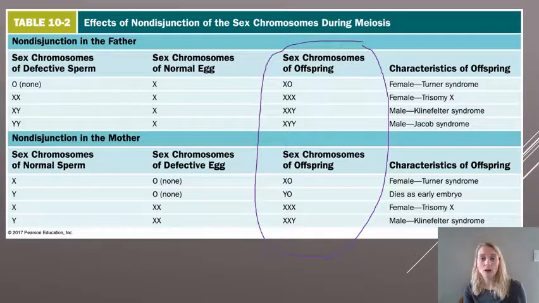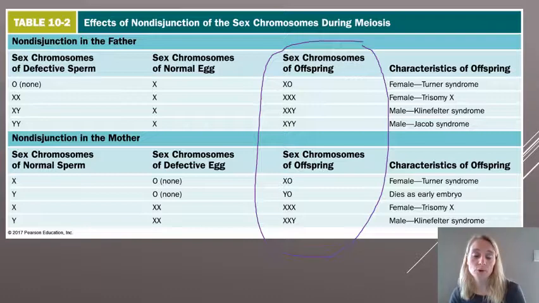And the females are fairly normal. They have some physical characteristics. They might be short in stature. Sometimes they're sterile, like they won't be able to reproduce. Sometimes they can. So that is Turner syndrome. If you have extra X's, so let's say there was non-disjunction in one of the sperm and you get three X's, this would be a female, and it's called trisomy X.